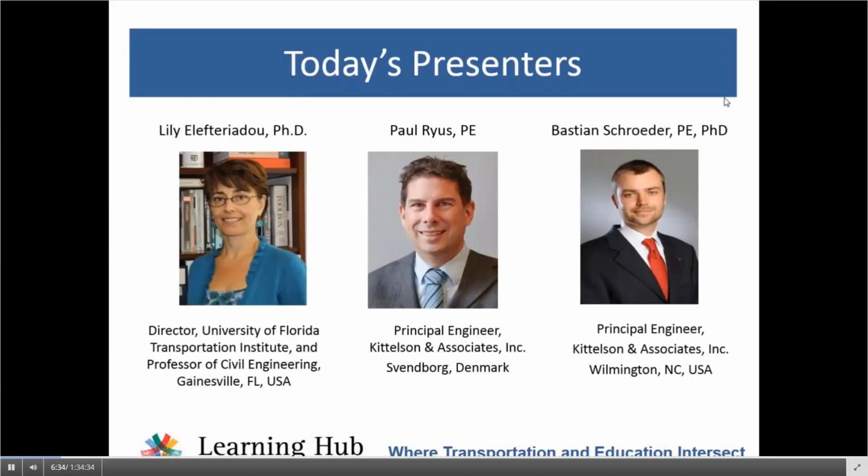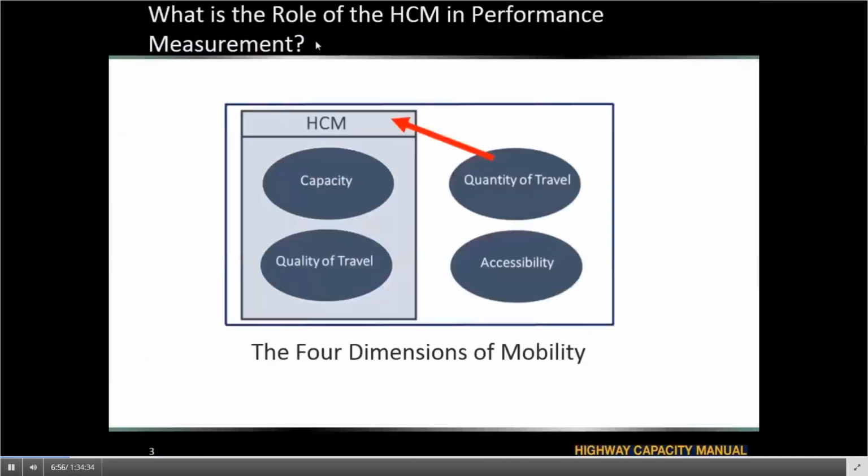The HCM's greatest value is that it represents the consensus of numerous transportation professionals from industry, academia, and the private sector, which are represented on the Highway Capacity and Quality of Service Committee, of which both Paul and Bastian are members and have been members for a while. The version that has just been published was reviewed by roughly 200 professionals, including many ITE members around the country.